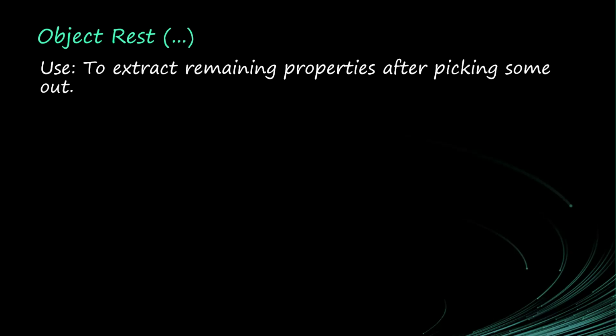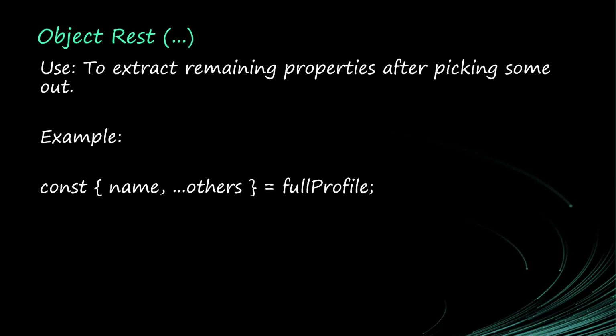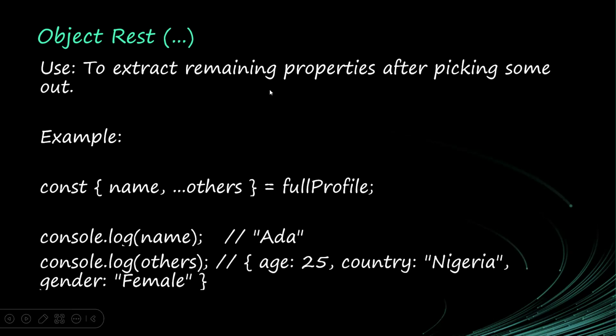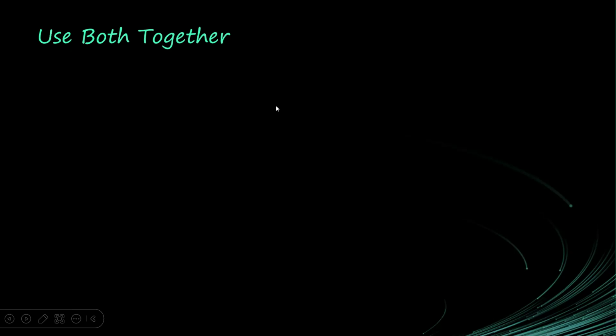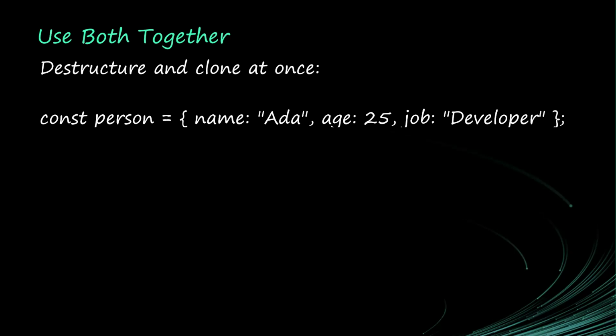So to extract the remaining properties after picking some out, you use the rest operator. That is what I have shown you before. We have seen how to use the rest operator. So you have seen the object spread operator and you've seen the rest operator. Okay, so you can use both of them together. You destructure and you clone at once.